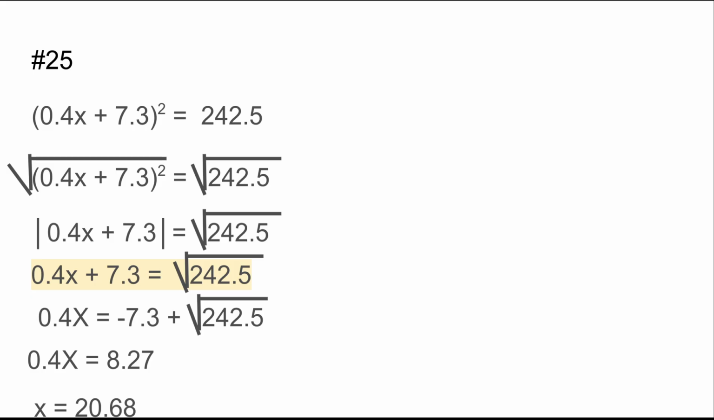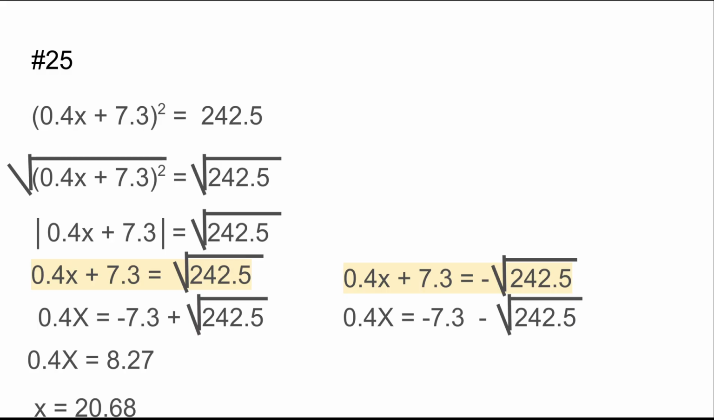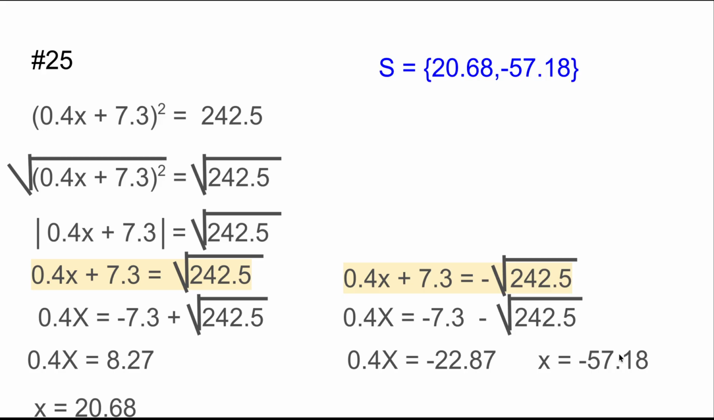Lots of calculator work here. So make sure you're typing the right thing in your calculator. Let's rewrite this equaling negative square root of 242.5, subtract 7.3. In your calculator, type negative 7.3 minus square root of 242.5, enter. Divided by 0.4, enter, and you get negative 57.18.